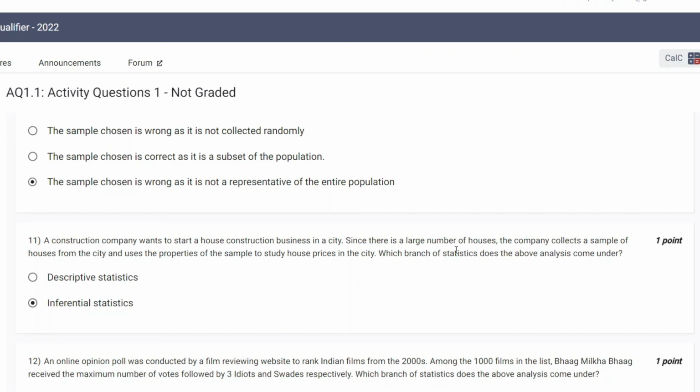A construction company wants to start a house construction business in a city. Since there is a large number of houses, the company collects a sample of houses from the city and uses the properties of the sample to study house prices in the city. Which branch of statistics does this analysis come under? It is inferential.